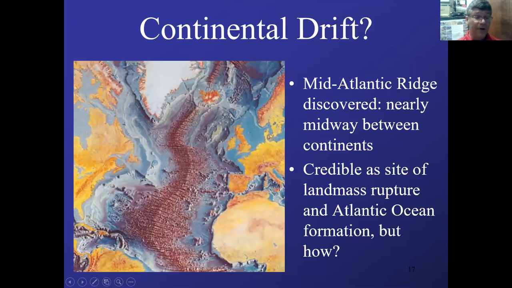Another piece of evidence, the discovery of the mid-Atlantic ridge. It is around the middle. We saw the Pacific not so much so, but the mid-Atlantic ridge does line up roughly in the middle, about where you might expect to see something if indeed the continents had split apart. But again, how? We didn't really have any way for this to work. And that was a big obstacle to accepting the idea of moving continents.